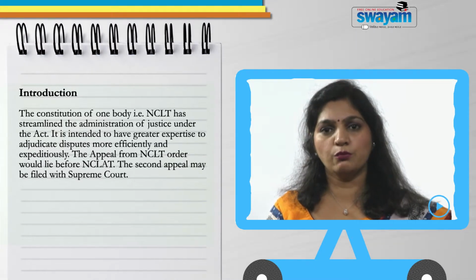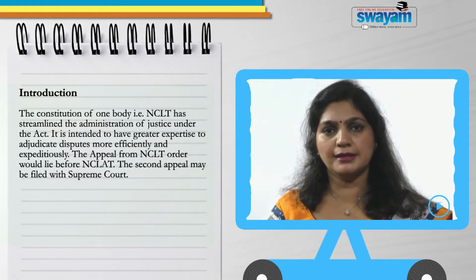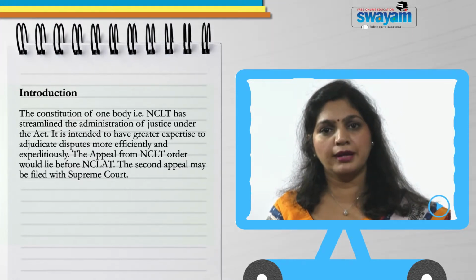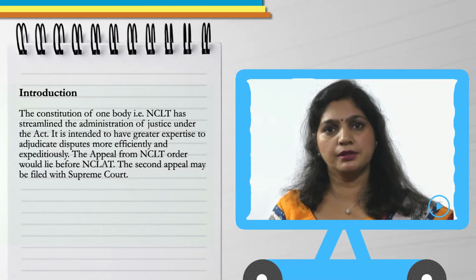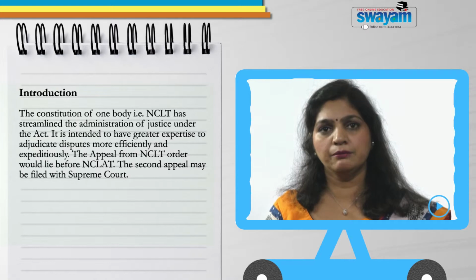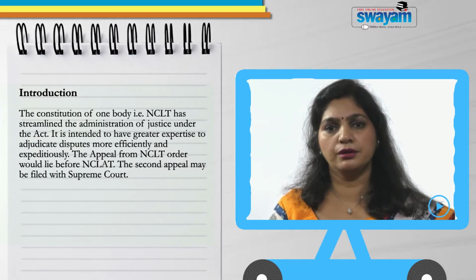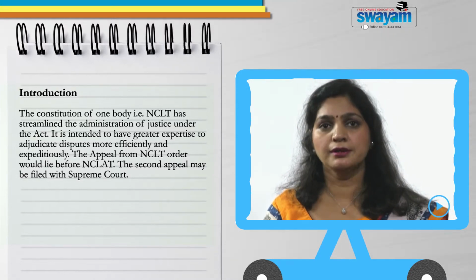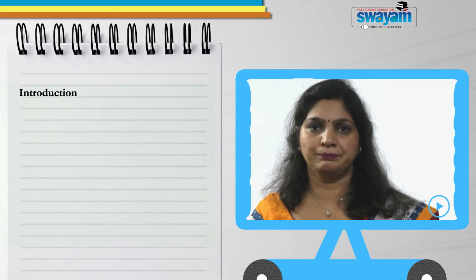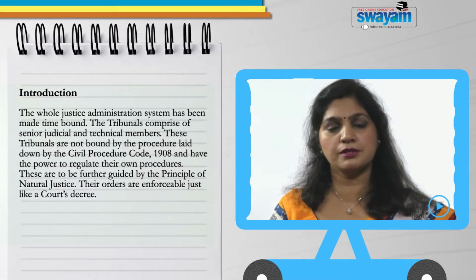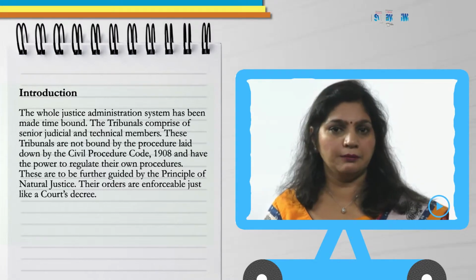The constitution of one body, that is NCLT, has streamlined the administration of justice under the Act. It is intended to have greater expertise to adjudicate disputes more efficiently and expeditiously. The appeal from NCLT orders would lie with NCLAT. The second appeal may be filed with the Supreme Court. The whole justice administration system has been made time-bound.